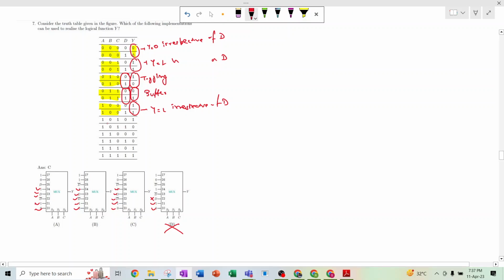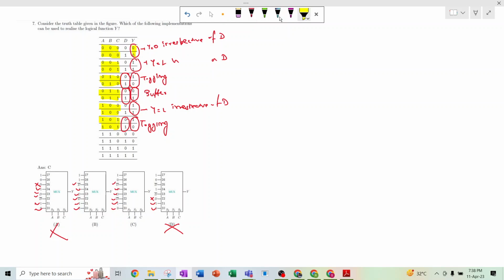Okay, the next thing is 1 0 1. So here what will be the input? It is toggling. Okay, 0 1, it is 1 0. So it is again toggling. So that means here it will be D bar. Okay, so here it is D, so it will not be the answer. So option A will not be the answer. Here it is D bar, here it is D bar.